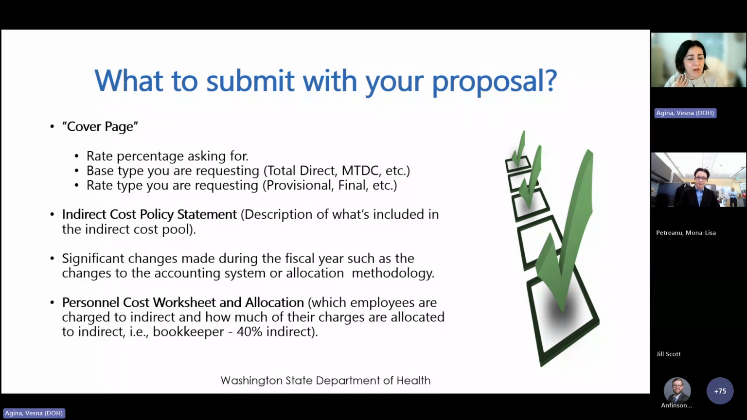We also ask if there are any significant changes made in your fiscal year. Maybe you're changing the accounting system, or there were some changes to allocation methodology, or maybe you are adding some additional costs that were not there before because you have some different circumstances. Those are some of the things that we need to know, because it just helps when we do the review to make sure that everything is accurate. And if there's something missing, again, I always reach out to you and ask you for that documentation and for additional information.